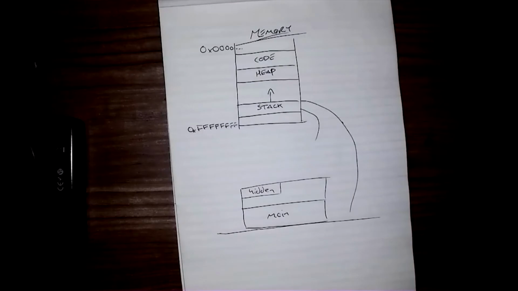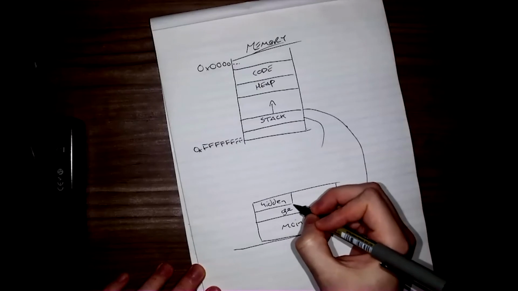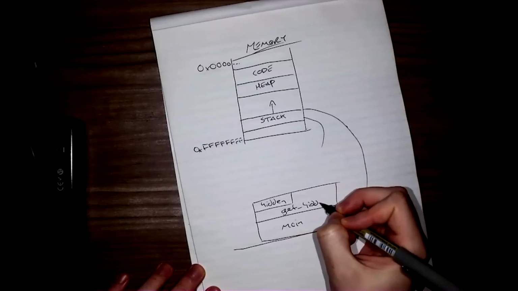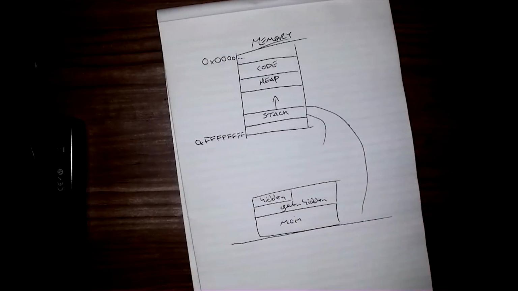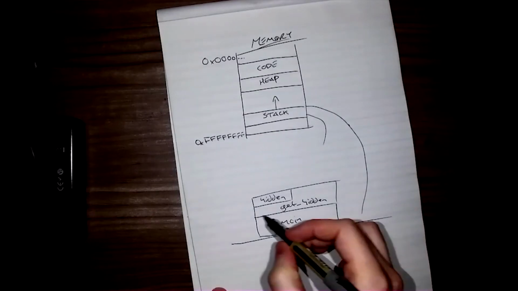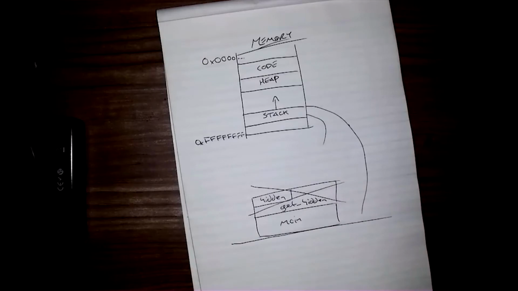So getHidden gets put on top of main. This is the stack frame for getHidden. We put the variables inside of that. When the function returns, this stack frame disappears. It gets popped off the top. None of the variables that were in that stack frame exist anymore.